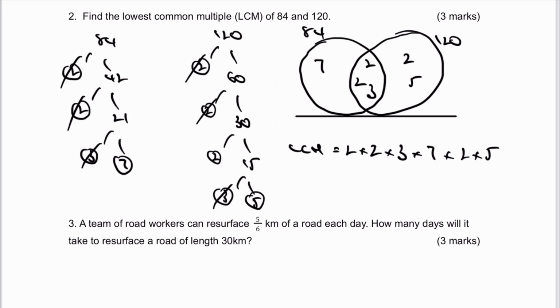So it's a non-calculator, so you would need to work that out. I kind of worked it out mentally as it's the same as 120 times 7, and that's going to give me 840, which is the answer to question number 2.